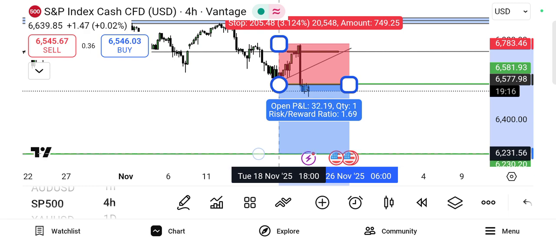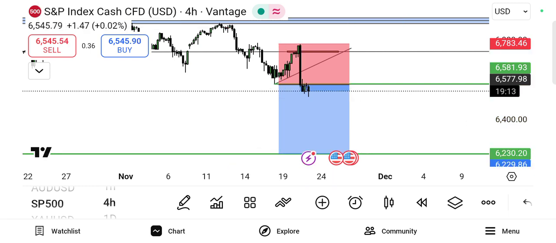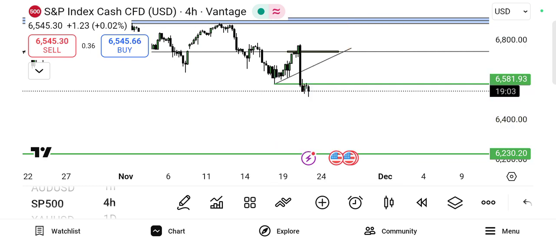This is even 1-to-1 risk to reward. Very shameful. You get me? So I won't do anything on this trade. I will just let it be and go to another opportunity. Australian dollar USD is giving me very nice vibes, and gold is also giving me very nice setups. Do you get me?